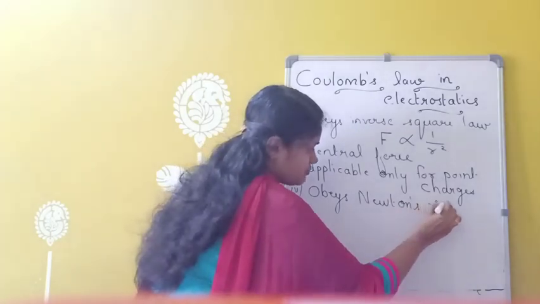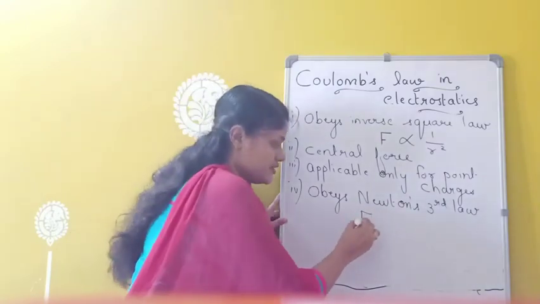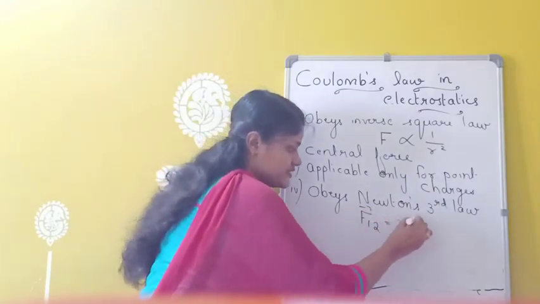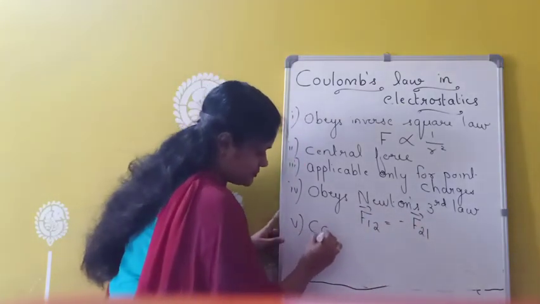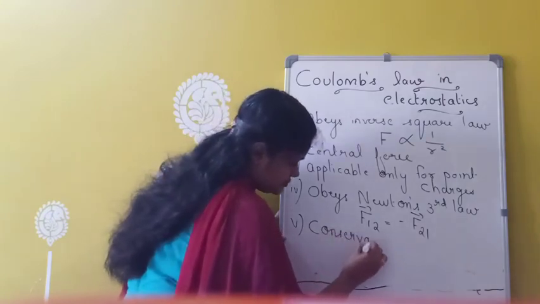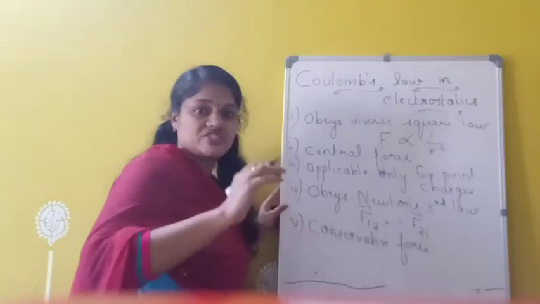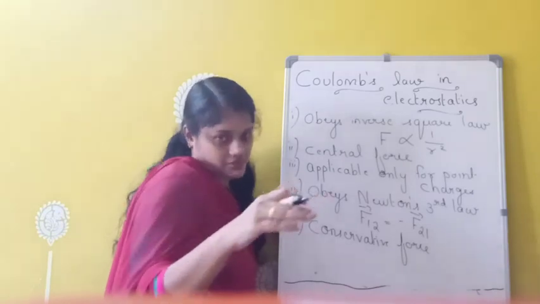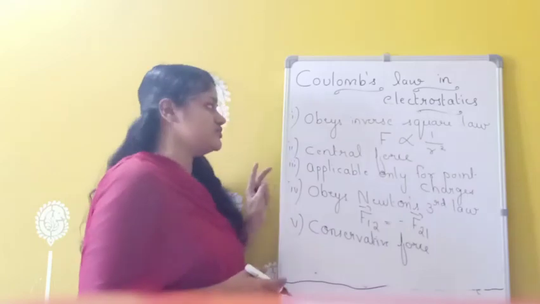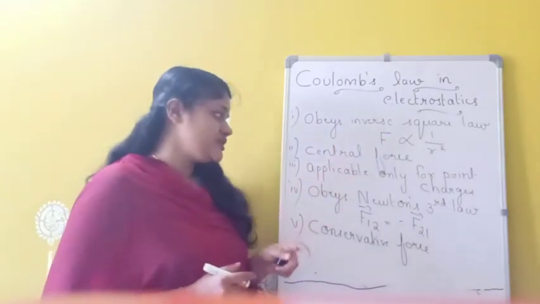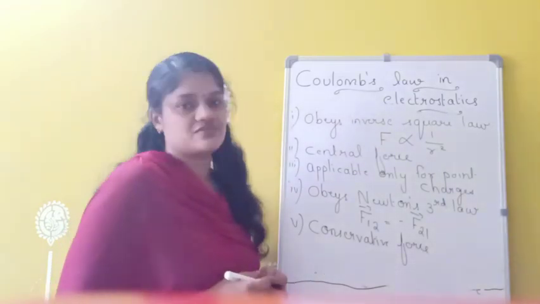For every action there is an equal and opposite reaction. I told you vector F12 equals minus vector F21. Okay. Then it is also considered as a conservative force. Conservative force, that means it depends only on the initial point as well as the final point, does not depend on the path. So it is considered as conservative force. Okay. So these are the properties of which one? Coulomb's law. It obeys inverse square law. It is a central force as well as it is applicable only for point charges. It obeys Newton's third law. Then it is a conservative force.